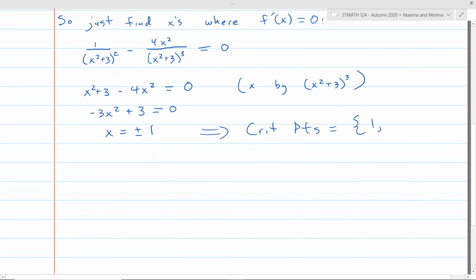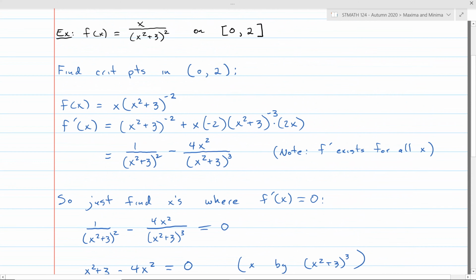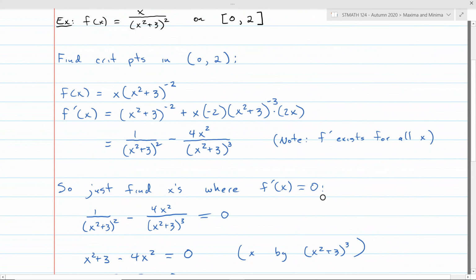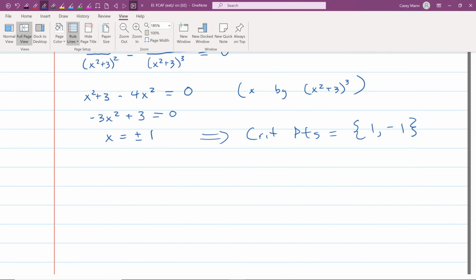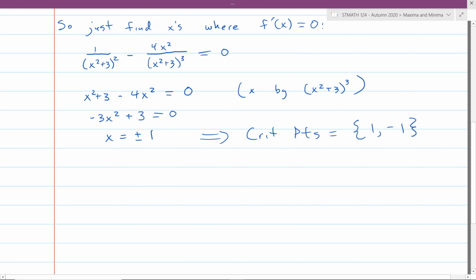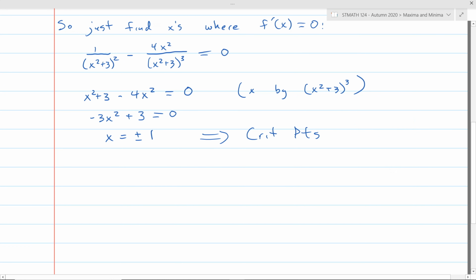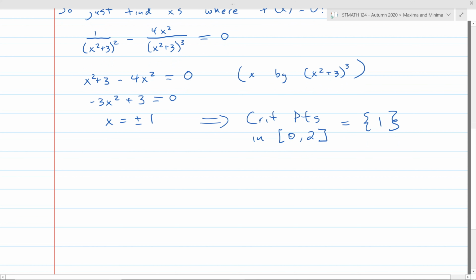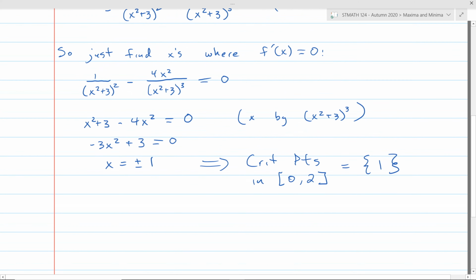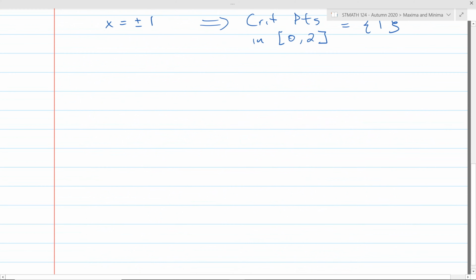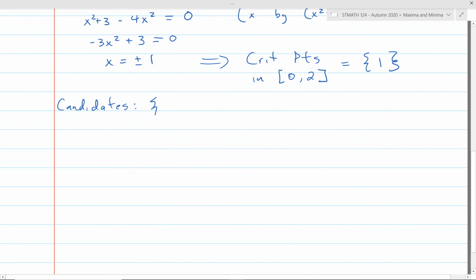Now, are both of those points in the interval that I'm interested in? No, actually. The only one that I care about is positive 1, so I'm going to discard the other. So I guess I should say it like this: critical points in the interval 0 to 2, the only one I would keep is 1. Okay, so I got one critical point that I got to consider, and then I've got the two endpoints. And so my candidates are 1 and then 0 and 2. The 1 is your critical point, and then 0 and 2 are your endpoints.